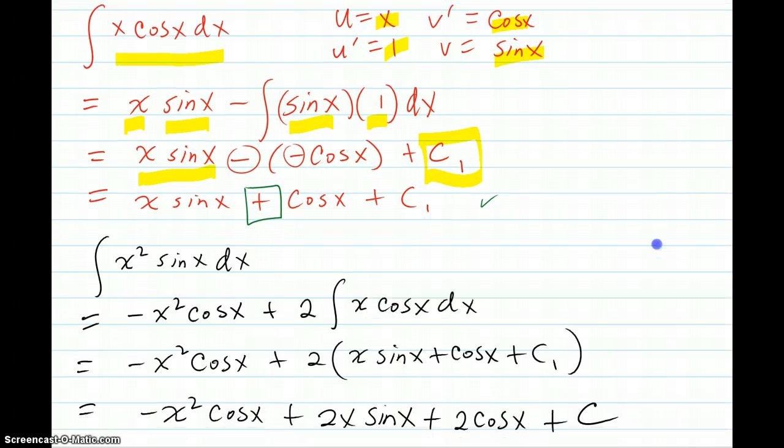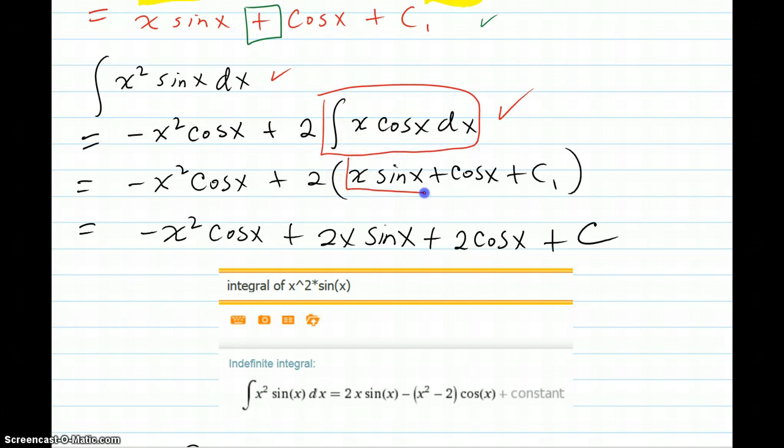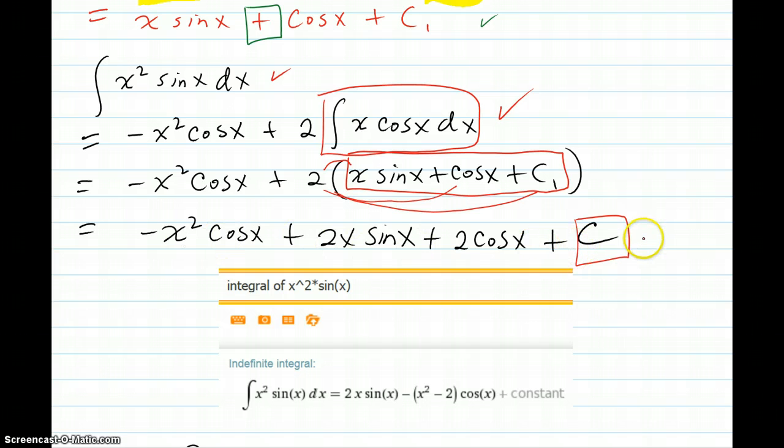Now we return back to the original problem, which is the integral of x squared sine x, and that was equal to this step here. And now we're substituting in for what we found here, substituting in this. That's what was found. And now when you distribute the 2 in, you see that 2 times c1 becomes c. Just a little detail there. And then here's your full answer.